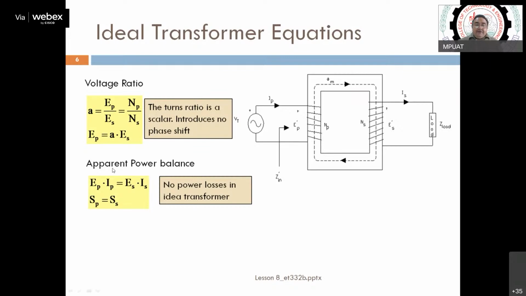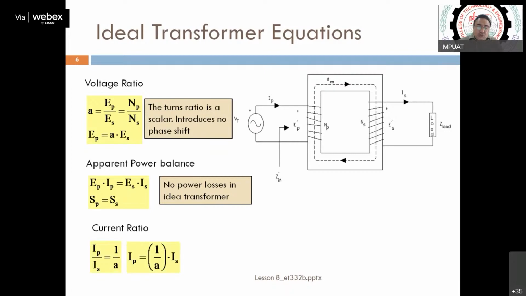Similarly, we can have a power balance also. The power balance, that is on the primary side, EP into IP is equal to ES into IS, because there are no losses in the transformer. Therefore the apparent power on both sides will be equal, that is SP is equal to SS, primary apparent power is equal to secondary apparent power.